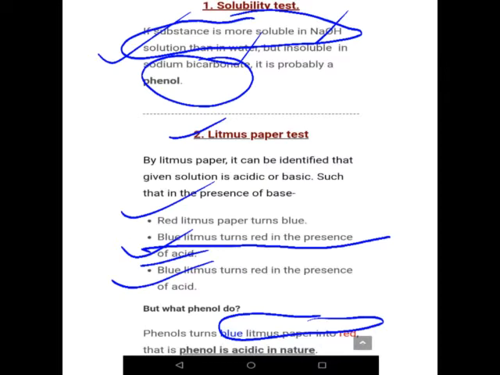So if we go for the test of phenols, we can say it is acidic. If we take moist blue litmus paper and add it to the phenol, the blue litmus will turn red. If we take red litmus paper, it must remain red. It must not change its color. So that is the litmus paper test for phenol.